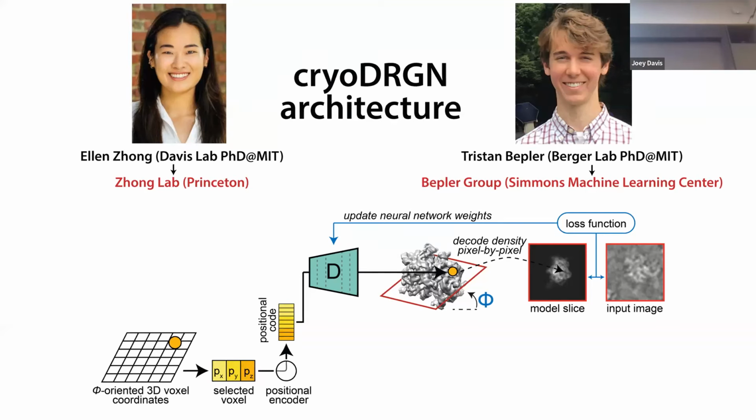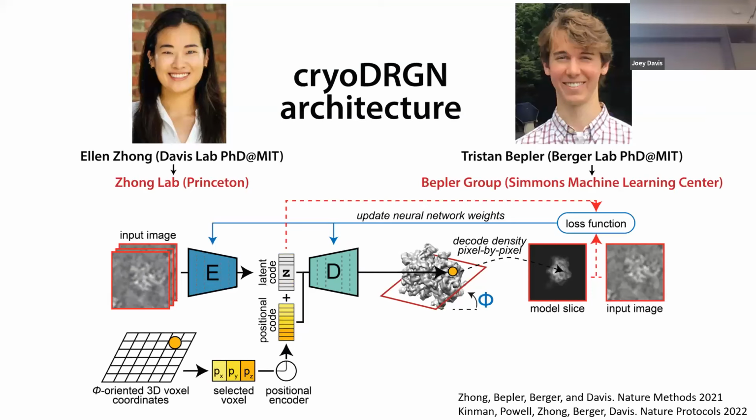To handle heterogeneity, we set this up as an autoencoder. So there's an encoder network in front of this. It's going to take these two images and map them into a low-dimensional space, and then conditioned on this latent code, the decoder will give us the density.